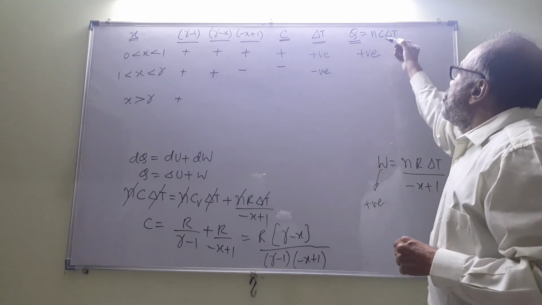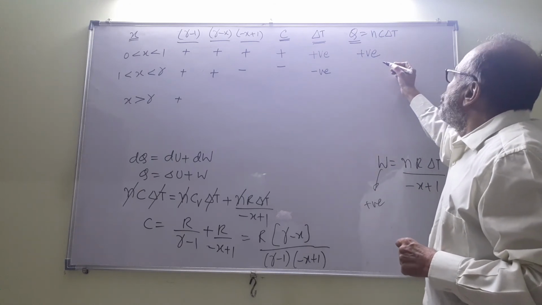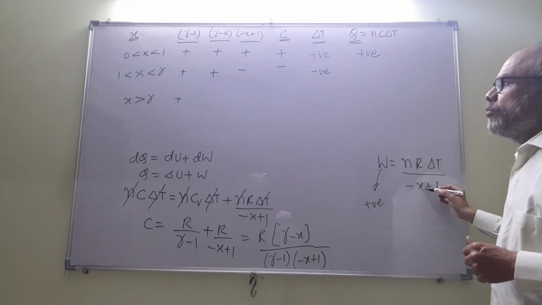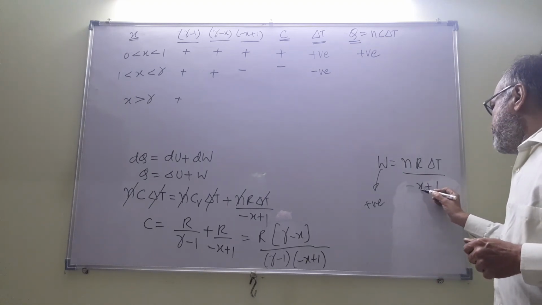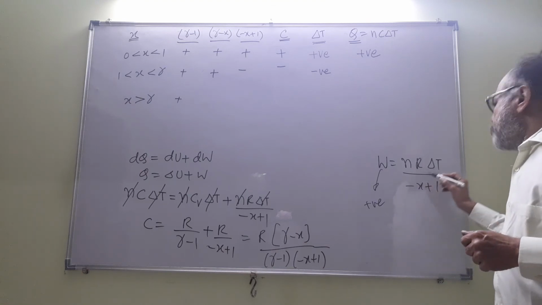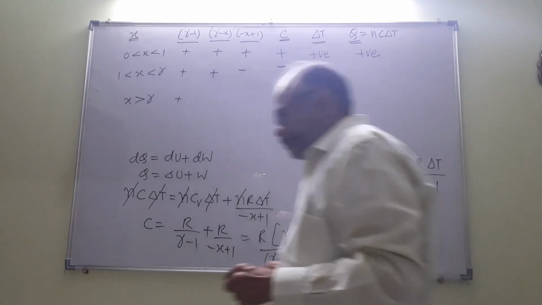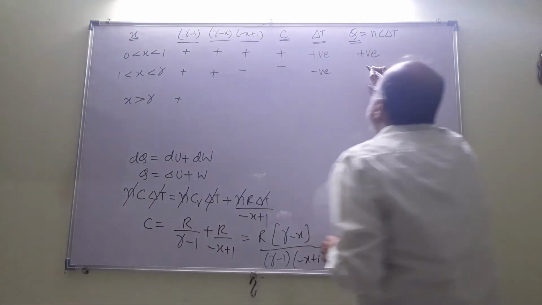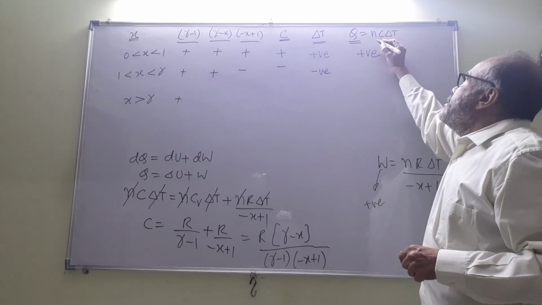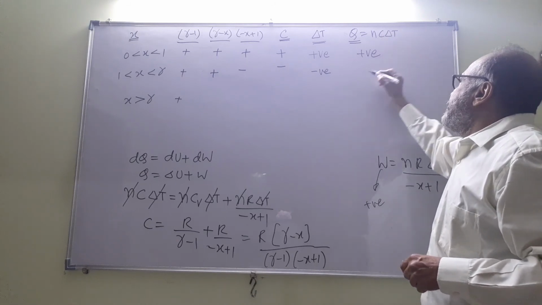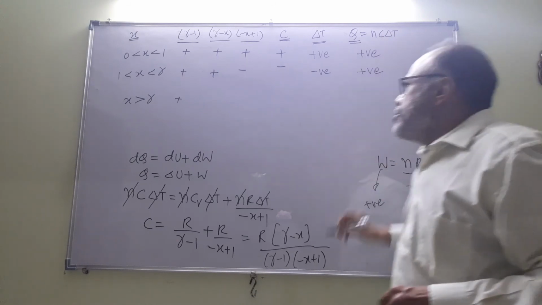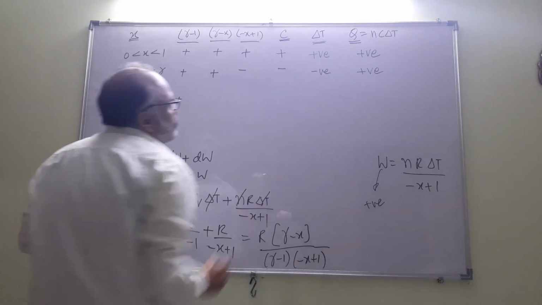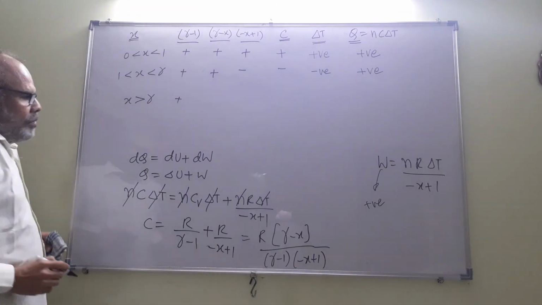So what can we say about Q? X is greater than 1, so this is negative. So delta T is negative. And C is negative and delta T is negative. So Q will once again be positive. Yes, Q is once again positive.